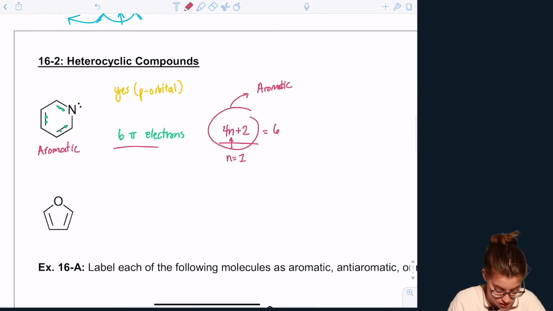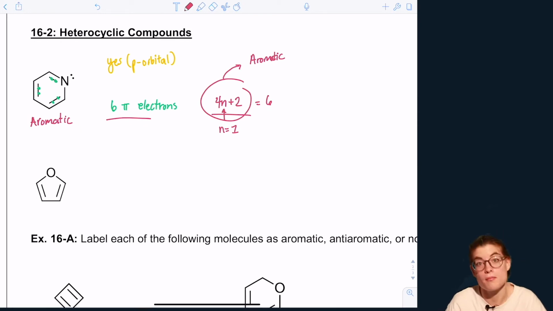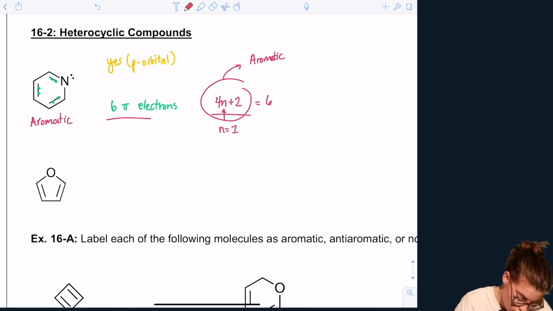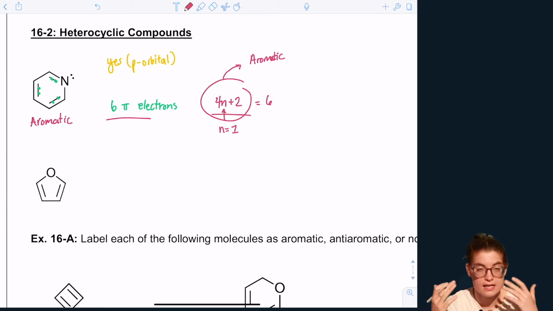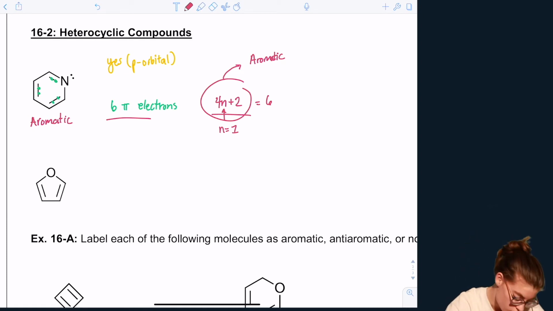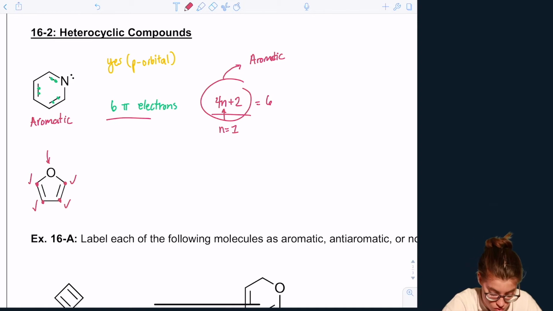Okay, let's look at the next one. This one's a little bit more interesting. So first thing when deciding, is it aromatic, non-aromatic, or anti-aromatic? Is it cyclic? Yes, my molecule is cyclic. Cool. Does every atom in the ring have a p orbital? Does this carbon have a p orbital? Yes, it does. Does this carbon have a p orbital? Yes. And this one, yes. And this one, yes. But does this oxygen have a p orbital?